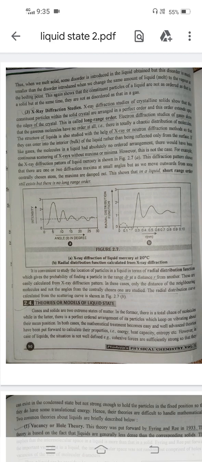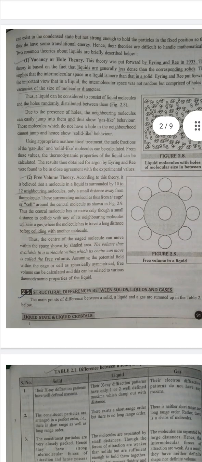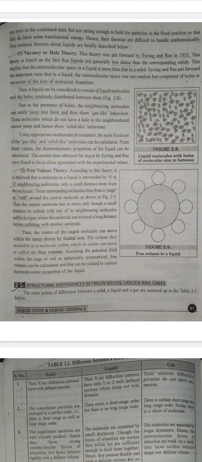That is, the cohesive forces are sufficiently strong so that they can exist in the condensed state, but not strong enough to hold the particles in fixed positions, so that they do have some translational energy. Hence, their theories are difficult to handle mathematically. The two common theories about liquids are briefly described below.